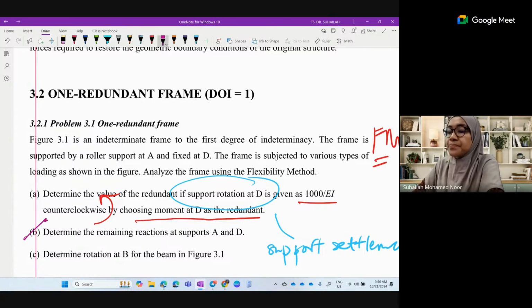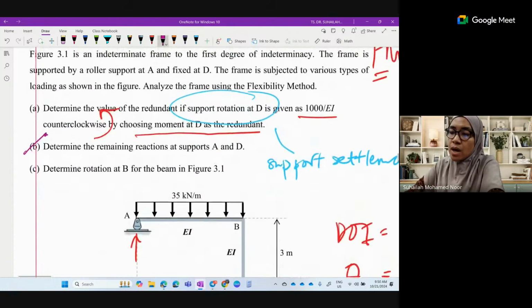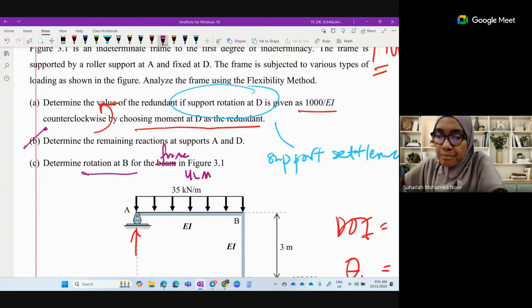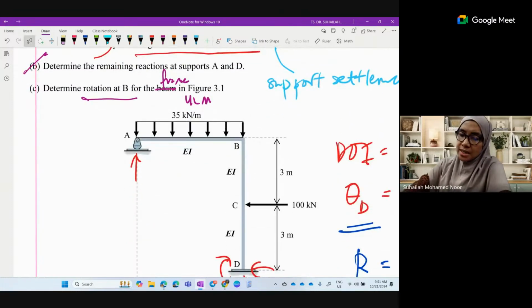Okay, B. Okay, and soalan C kat bawah ni, soalan C ni, determine rotation. Soalan kalau tanya calculate rotation dekat B, ini maknanya you kena pakai ULM. Okay? You kena pakai ULM and actual structure ni, actual frame ni adalah real structure.